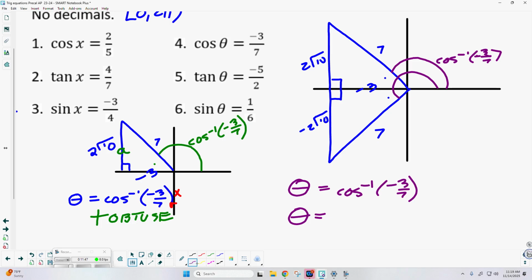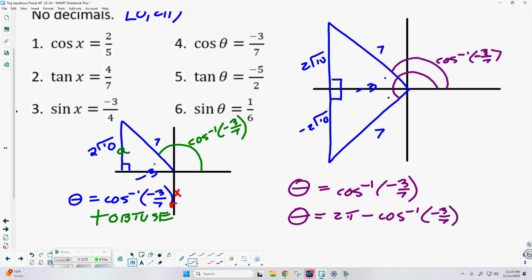Okay, is everybody about ready? Here's what we should be getting for our second answer. It is going to be 2 pi minus cosine inverse of a -3/7. Okay, does anybody need me to talk about why?